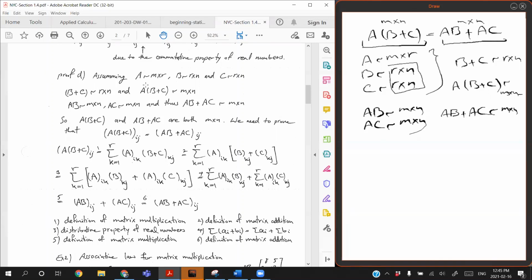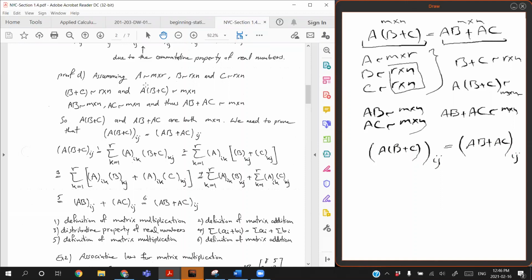Okay. Now the next step is to prove that the entry on the ith row and jth column of the matrix on the left is the same as the entry on the ith row and jth column of the matrix on the right. So I want to show that the entry on the ith row and jth column of the matrix on the left is the same as the entry on the ith row and the jth column of the matrix on the right. So that's the next step.